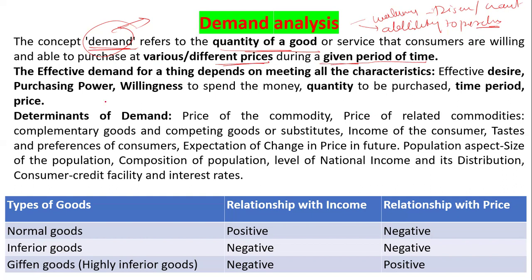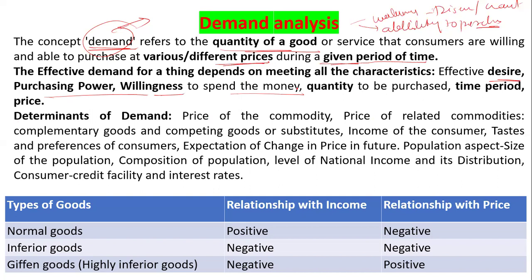Then effective demand depends on meeting all these characteristics: effective desire, purchasing power, and willingness to spend money. They have a desire, a want, and purchasing power. But if the customer is not willing to spend that much money on the particular goods, then this is not called demand, because the customer does not purchase those goods.